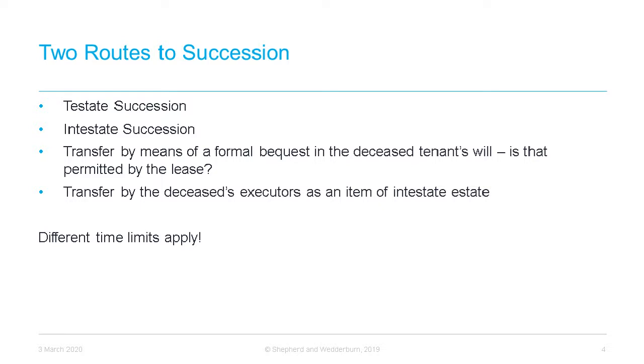Now, the first question to ask so far as testate succession is concerned is whether or not the lease actually allows the tenant to make a formal bequest of their interest in the tenancy. Most written leases will contain a prohibition against the tenant doing that, and a simple prohibition against assignation will be sufficient to disallow the tenant from leaving their interest as tenant in their will. What happens then is that the lease is treated as an item of intestate estate and will therefore be available for transfer by the deceased's executors.